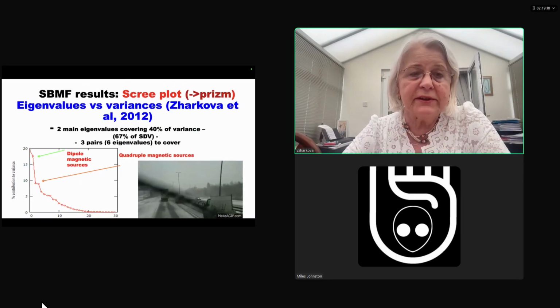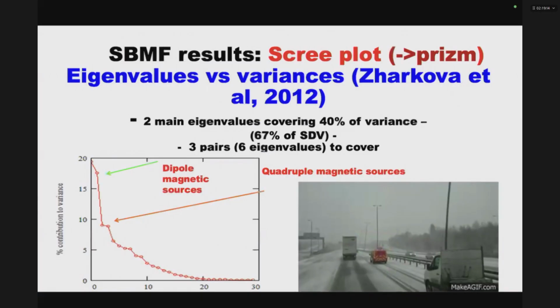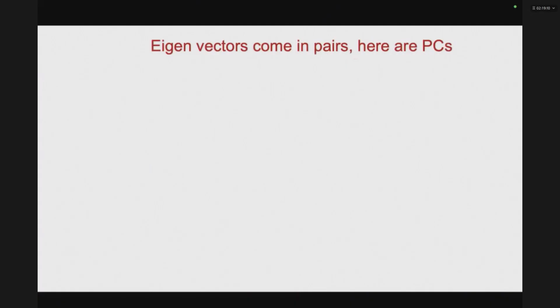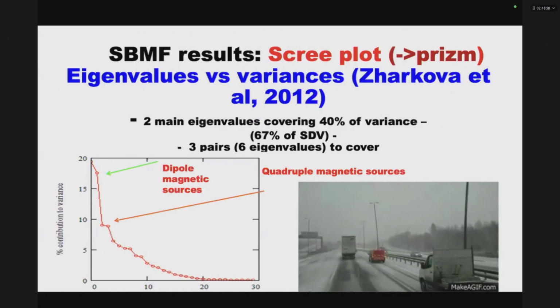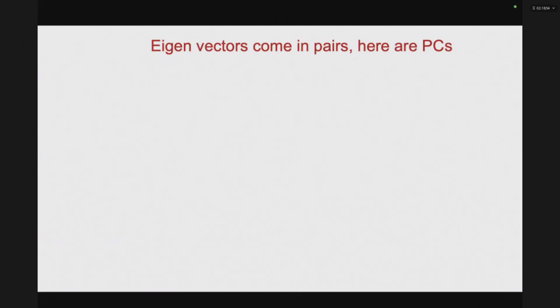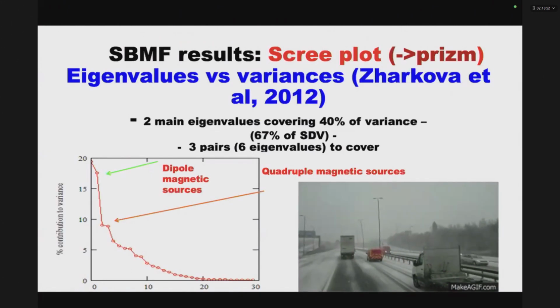What we discovered is that waves come in pairs. It was a big surprise to discover that we have eigenvalues defining the strongest magnetic waves, shown in the left corner, the two left drops. These are two.